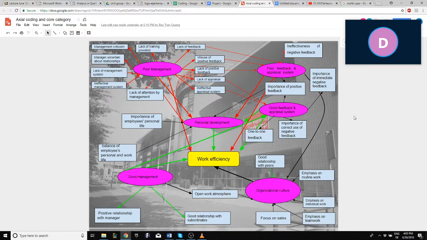Good management, good feedback and appraisal systems, and personal development each have a positive relationship with our core code work efficiency, whereas bad management and bad feedback and appraisal systems have a negative relationship with our core category. We have also found that organizational culture has a neutral relationship. There are certain misinterpretations you have to watch out for when confirming findings. Some of these misinterpretations include an unbalanced selection of the data, selectivity, or putting a hypothesis aside too easily based on just certain information. Hopefully this will make some of the basic elements of selective coding clear.